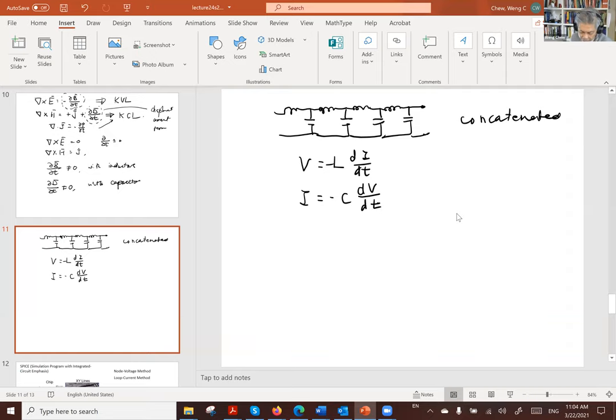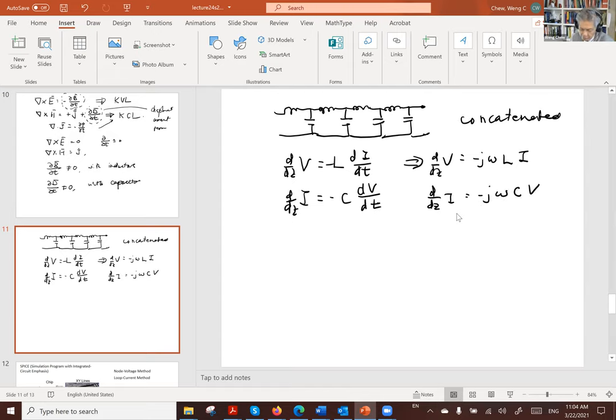So we come up with these two equations, which are the telegrapher's equations, and in the frequency domain, it would be like dV/dz is equal to minus j omega L I. Sorry, I should have a dz here. And dI/dz is equal to minus j omega C V. Okay, those are called the telegrapher's equations.